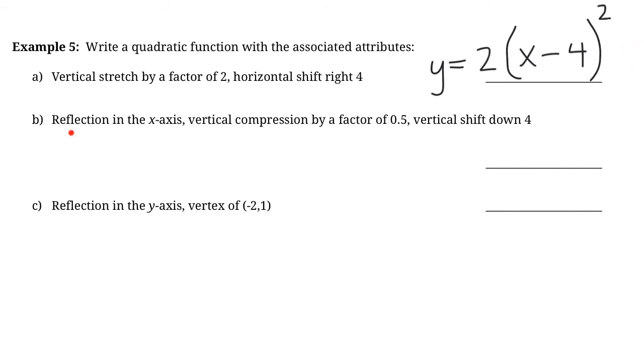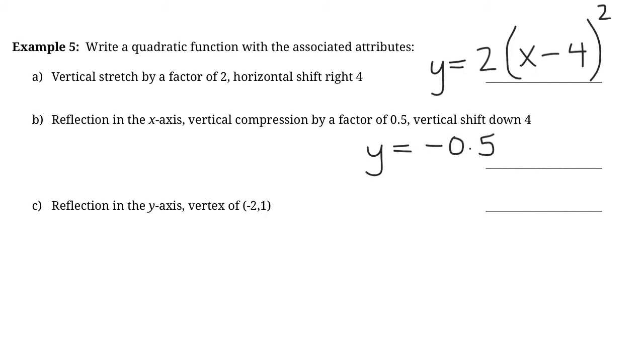In question B, we've got a reflection in the x-axis, a vertical compression by a factor of 0.5, and a vertical shift down by 4. So again, we're going to start our equation with y equals. The first thing we're given is a reflection in the x-axis. That simply implies that you need to put a negative. We've got a vertical compression by a factor of 0.5. That corresponds to my a value, so the number right at the very beginning of my equation. So I'm going to put in a 0.5.